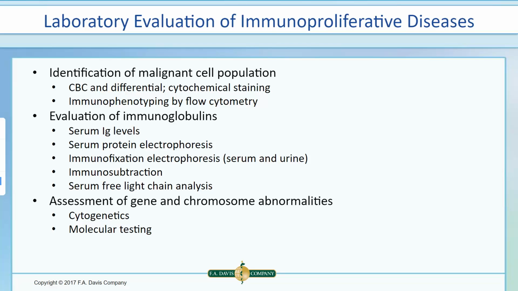We can also evaluate the immunoglobulins, the type, and the concentration. So serum immunoglobulin levels, serum protein electrophoresis, immunofixation electrophoresis in serum and urine, immunosubtraction, or serum free light chains, and the assessment of gene and chromosome abnormalities, cytogenetics or molecular testing.